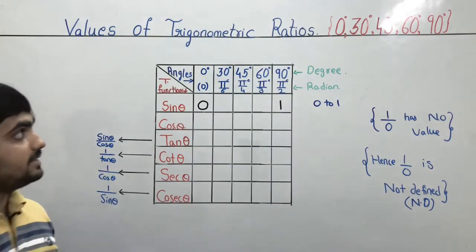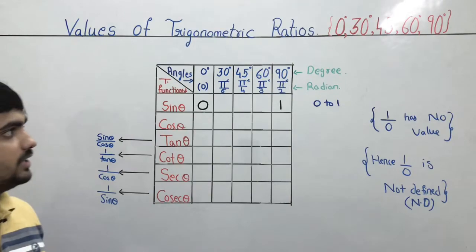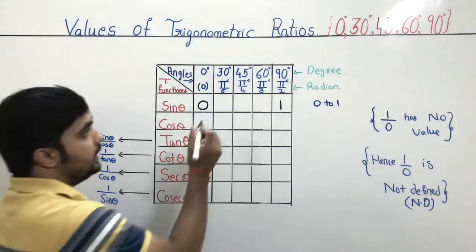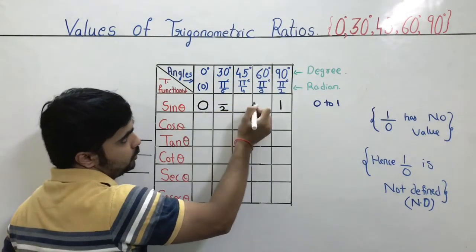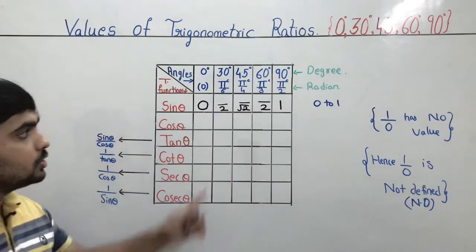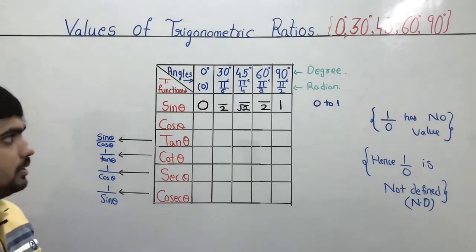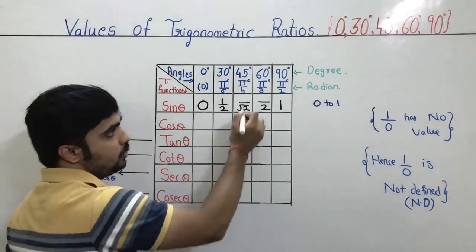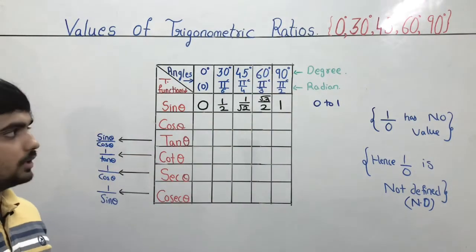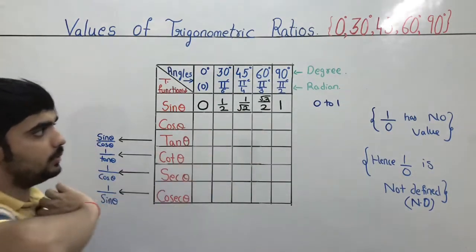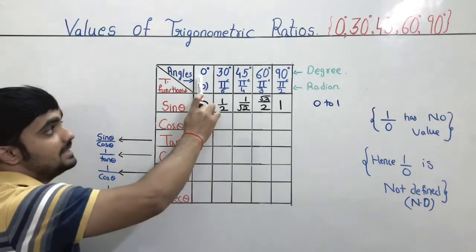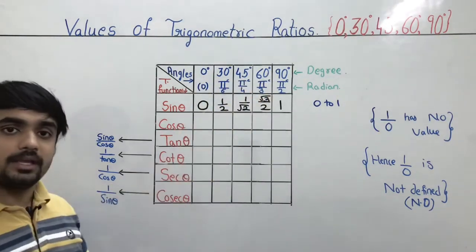Now let's see 30 degree, 45 degree and 60 degree. All these three values are irrational. They are 1 upon 2, 1 upon root 2 and root 3 upon 2. So starts with 0, ends with 1, with 1 upon 2, 1 upon root 2, root 3 upon 2 in between. These are the values of sin for 0, 30, 45, 60 and 90 degrees.